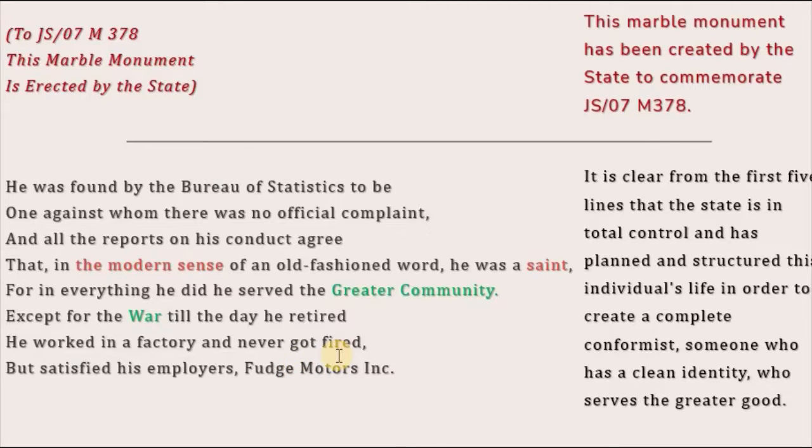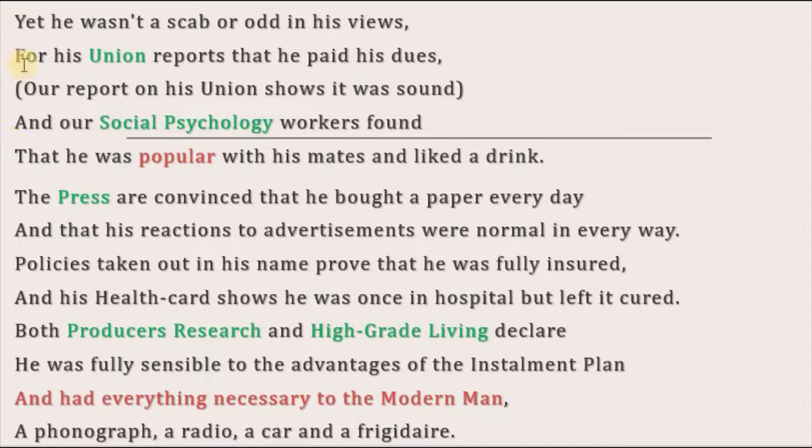He's satirizing, actually. It's clear from the first 5 lines that the state is in total control and has planned and structured this individual's life in order to create a complete conformist, someone who has a clean identity, who serves the greater good. Okay, so from the very beginning we can see there is this establishment of control, and he's trying to show us that this government is controlling everything.